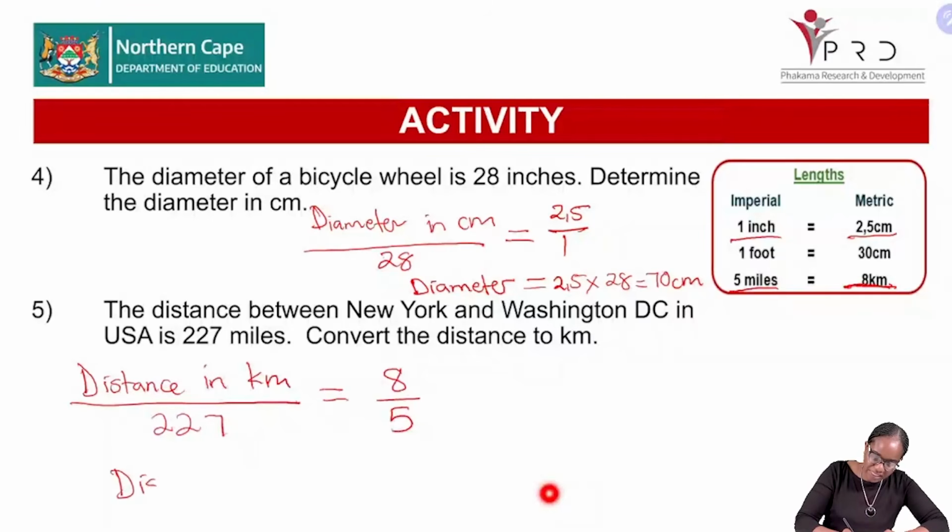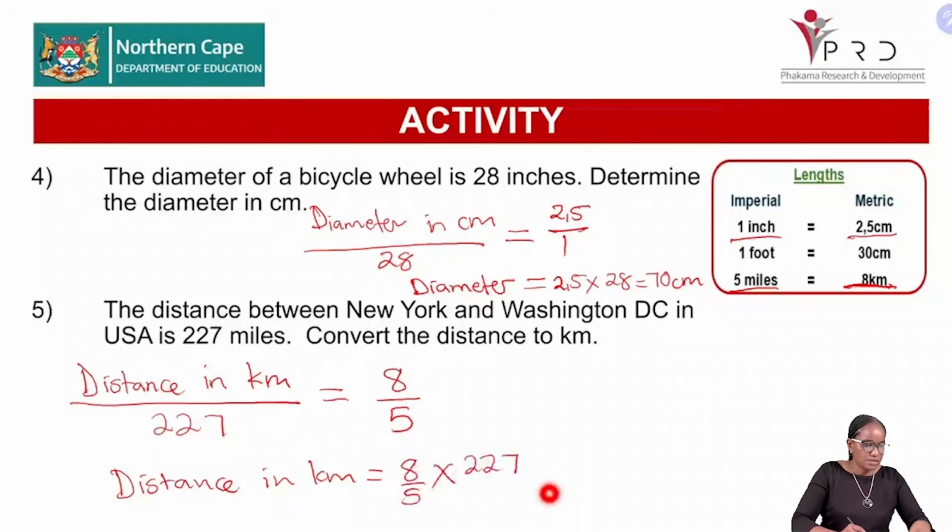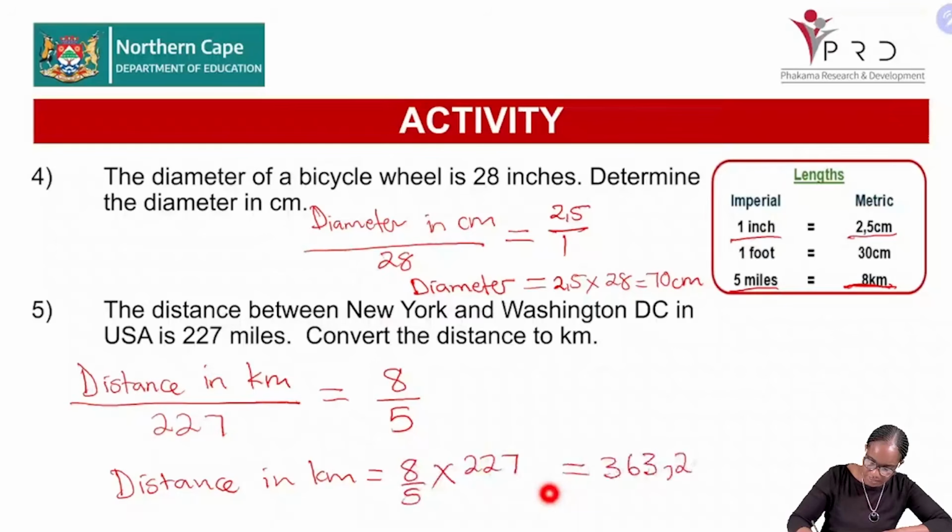So what we get after multiplying will be 8 over 5 times 227. Let's multiply that, class. Let's punch our calculators. What are we going to get? Right, this is 363,2 kilometers.